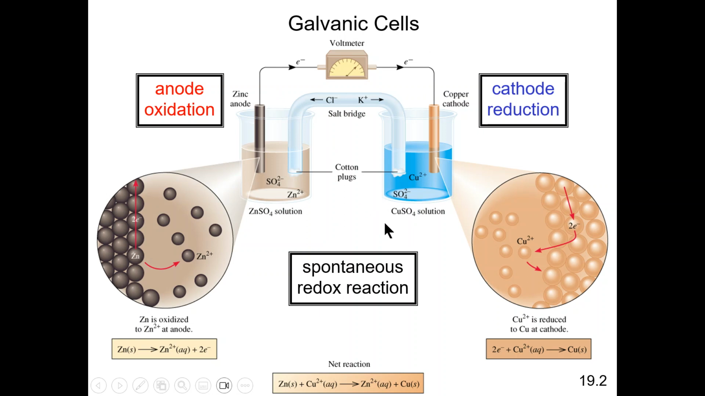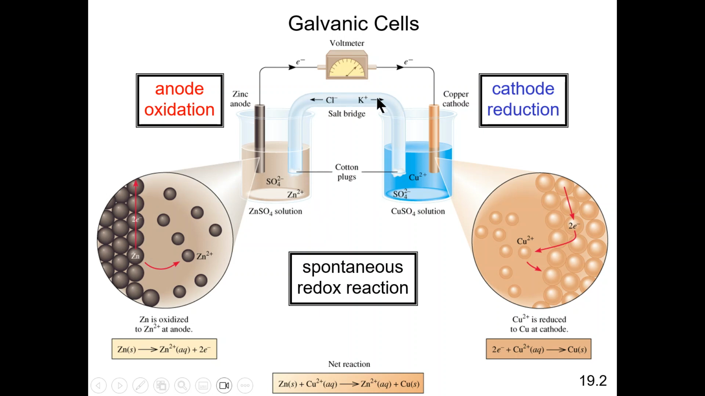Now, I want to spend some time talking about the role of this here, which is called the salt bridge. The salt bridge is usually some inert material, usually agar gel, which is soaked in a particular ionic solution. In this particular case, it's a solution of potassium chloride.